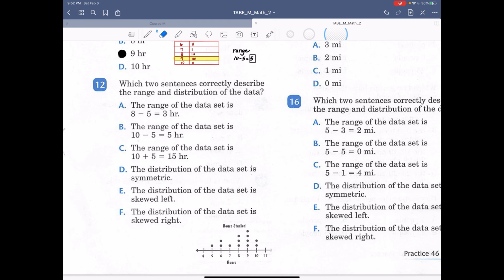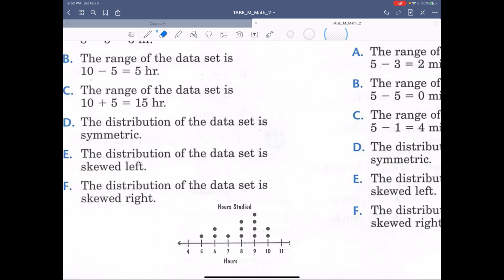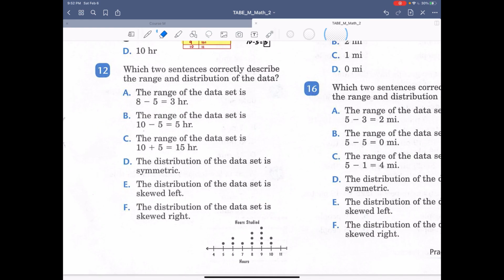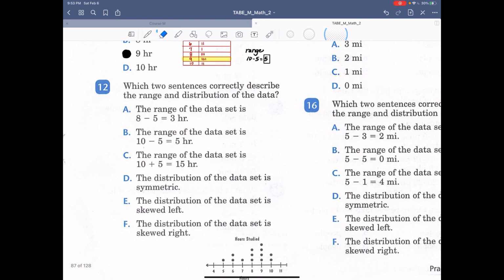Number 12. To do this one, I've gone ahead and copied in this graph down here at the bottom. Yours doesn't have that, I know, but I just made a copy because I want to show you something there. Number 12 says, which two sentences correctly describe the range and the distribution of the data? Well, the range I just found up here. 10 minus 5 is 5. So for range, I like B.